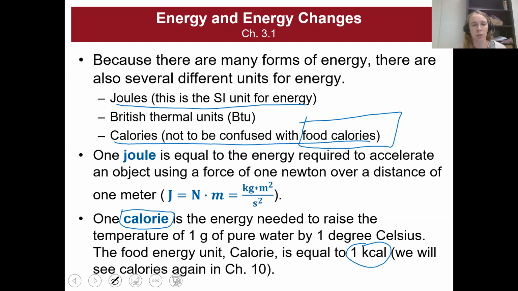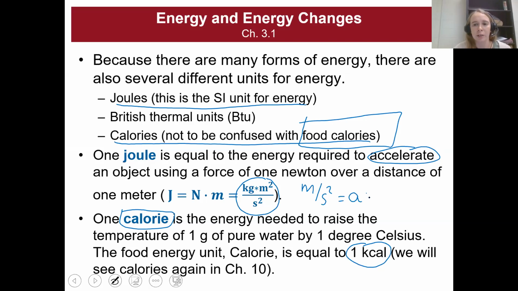1 joule. So what is a joule? It's equal to the energy required to accelerate an object using a force of 1 Newton over a distance of 1 meter. And that's great. What's a Newton? So if we break it down, joules are equal to kilograms times meter squared over second squared.